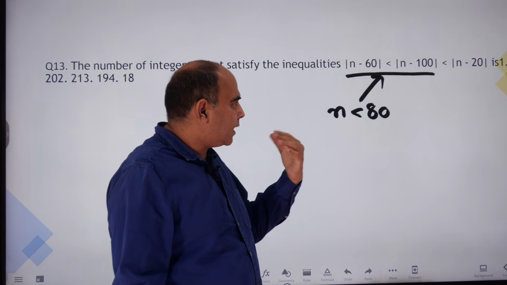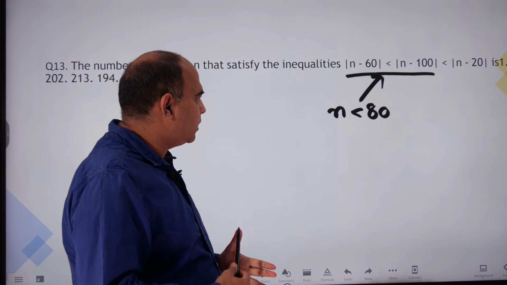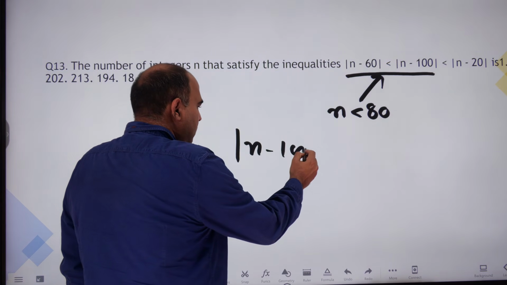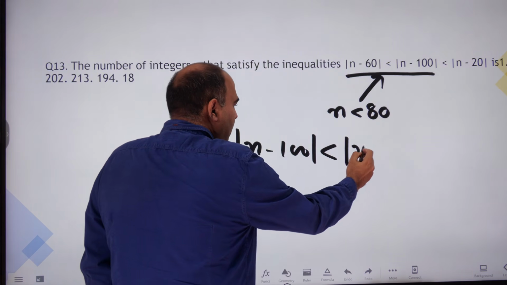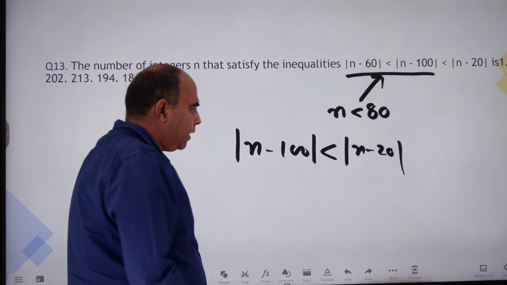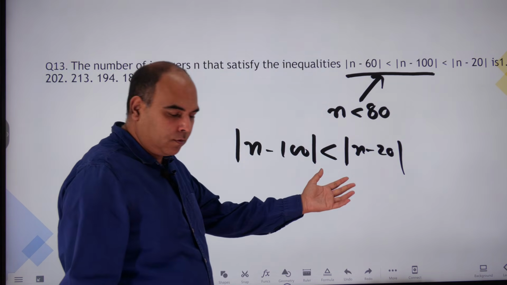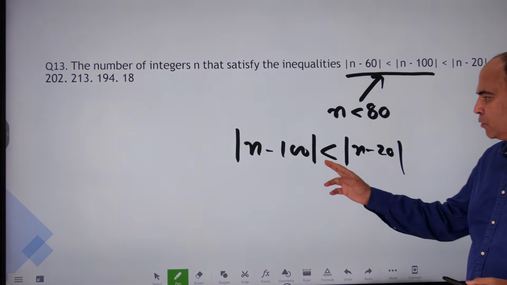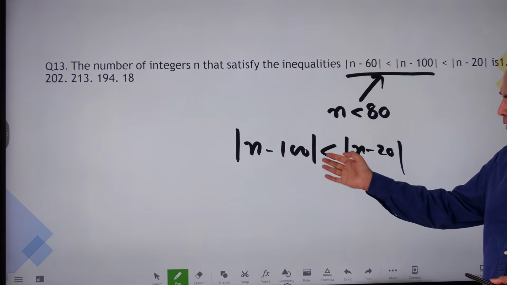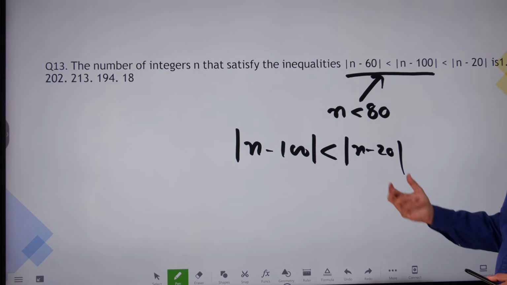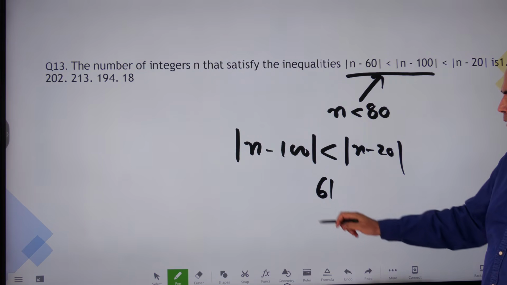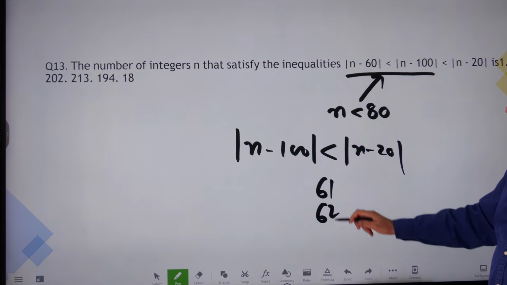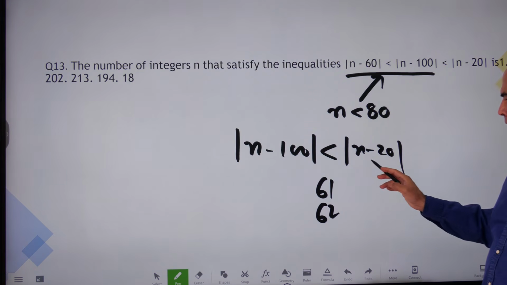So now we have to test the other inequality, which is |n minus 100| should be less than |n minus 20|. Now again, just the experience you had in the previous one, you realize that n equals 60 is going to be the equal point. At n equals 60, this is 40 and this is 40. If I go to n equals 61, this is 39, this is 41. N equals 62, this is 38 and this is 42.